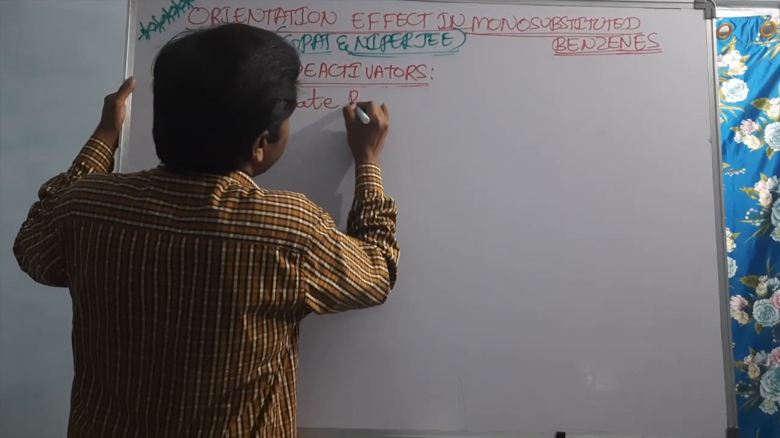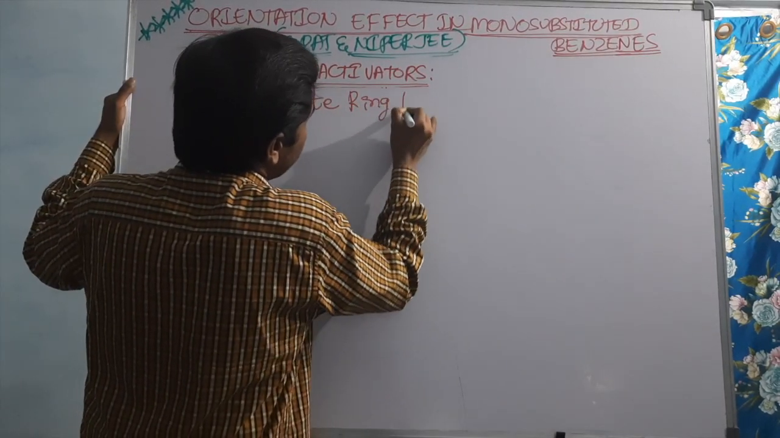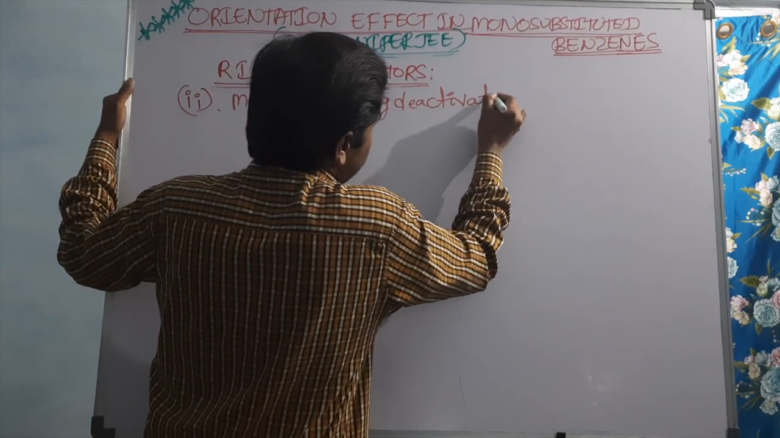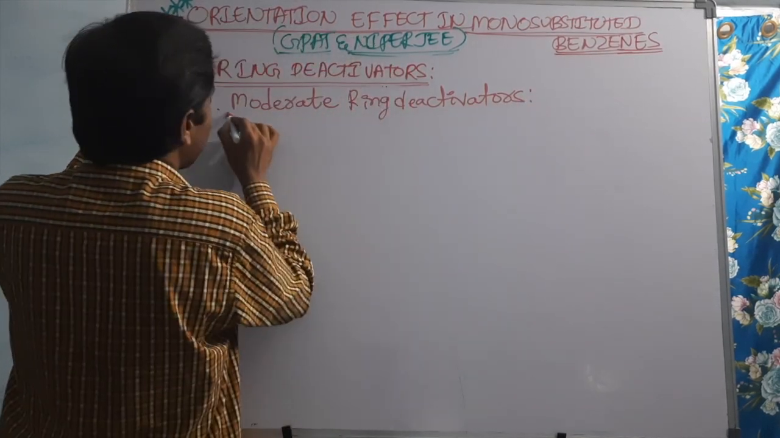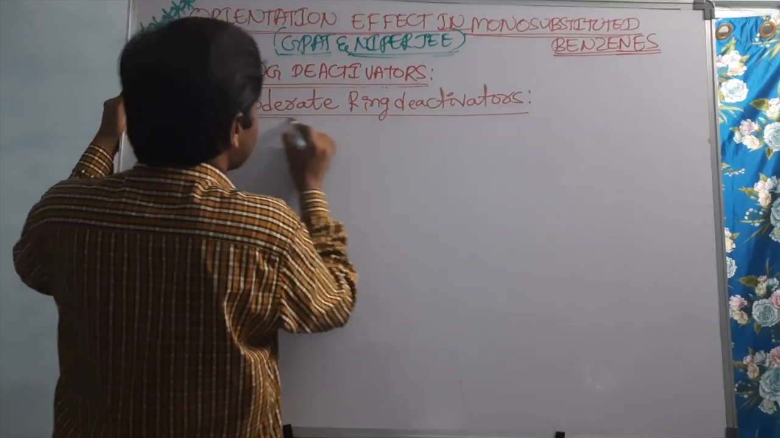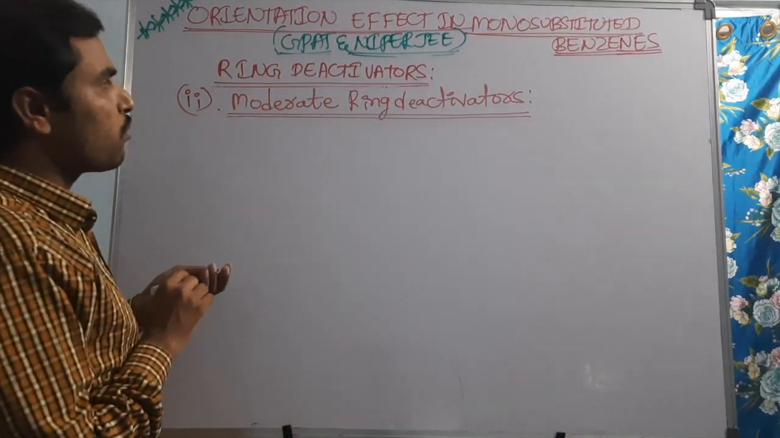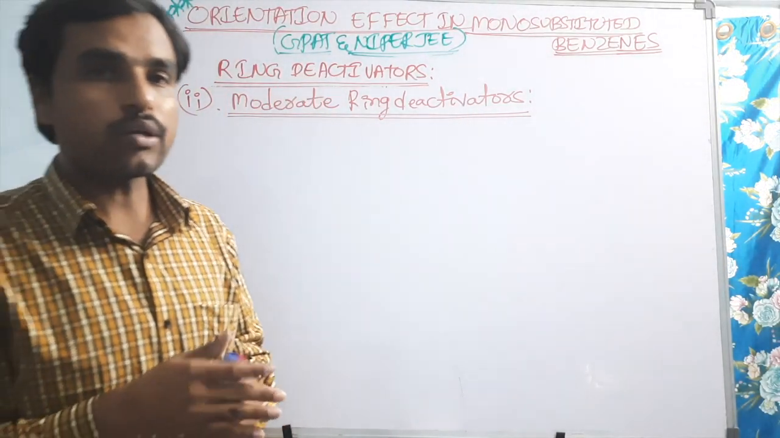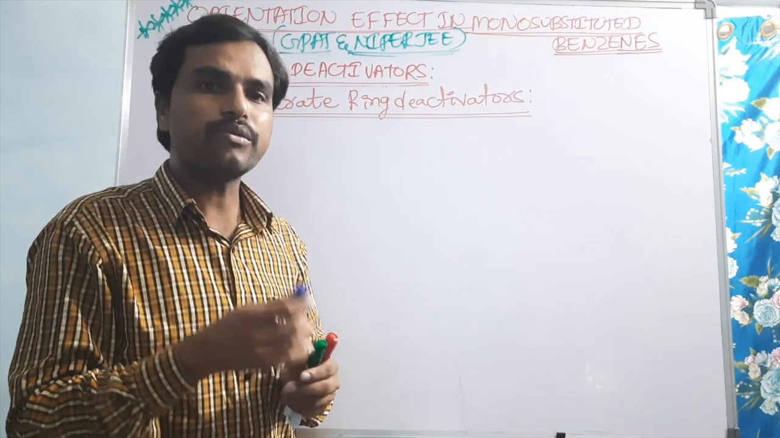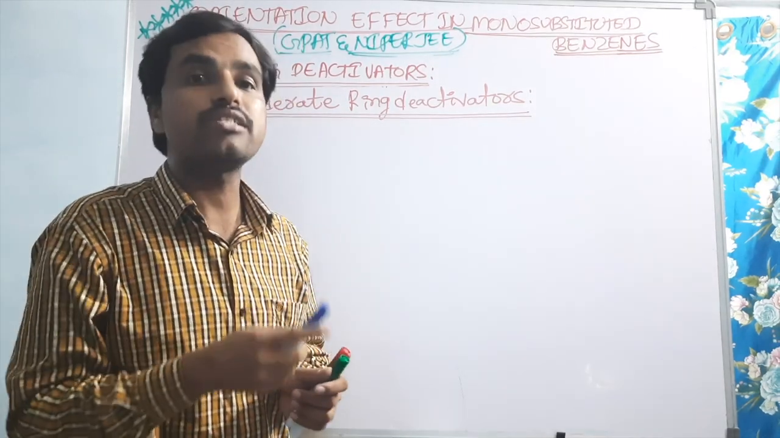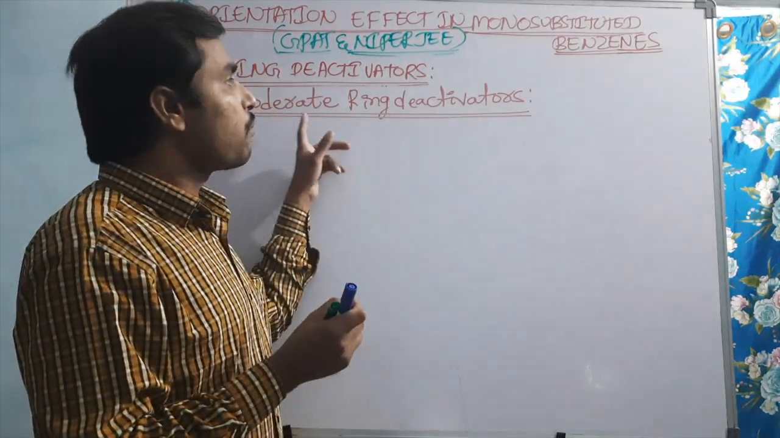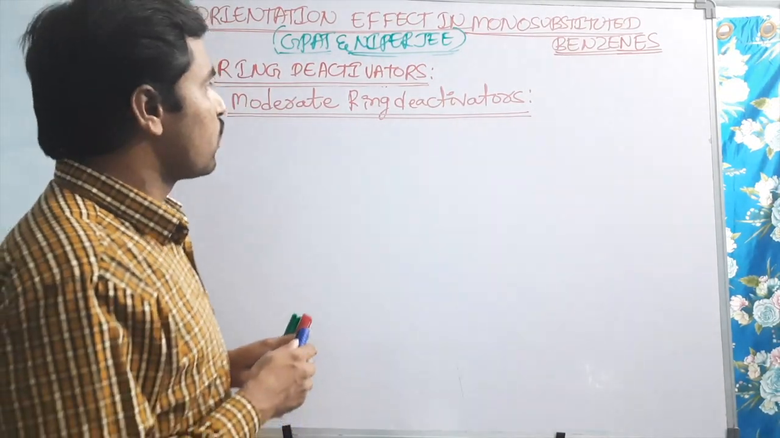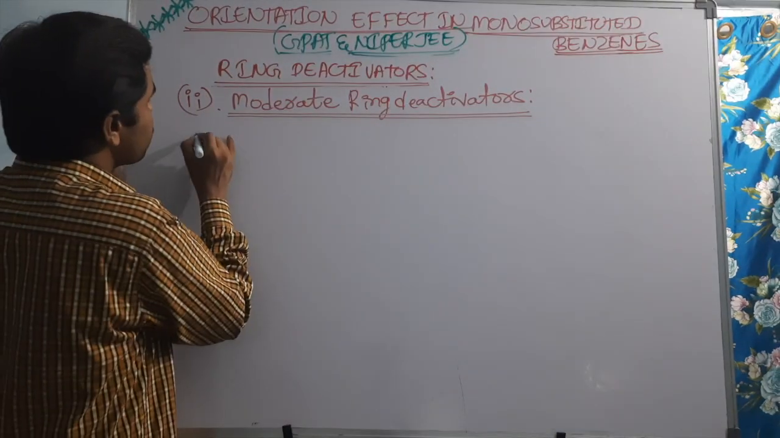Next, the second class of ring deactivators is moderate ring deactivators. The groups which moderately reduce the activity of a benzene ring are called moderate ring deactivators. So what are the examples?